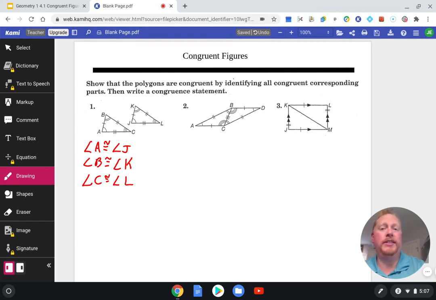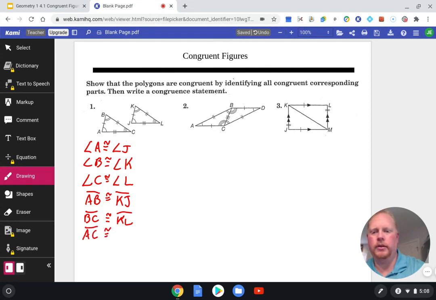And then let's do the same thing for the sides. So if we start with side AB, which has the single dash in it, then that's going to be congruent to segment KJ. Side BC is congruent to KL. And lastly, side AC is congruent to side JL.